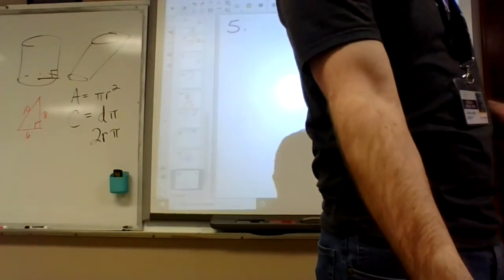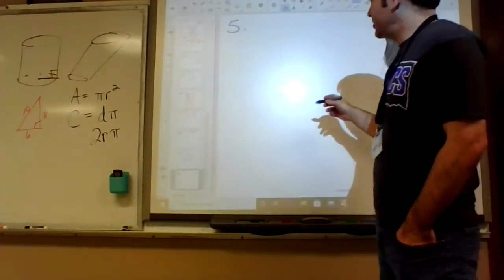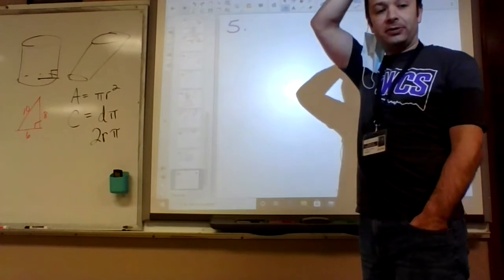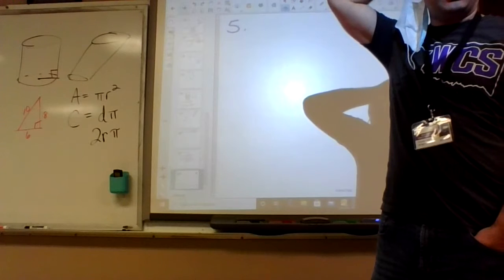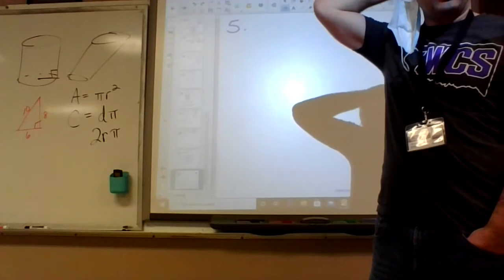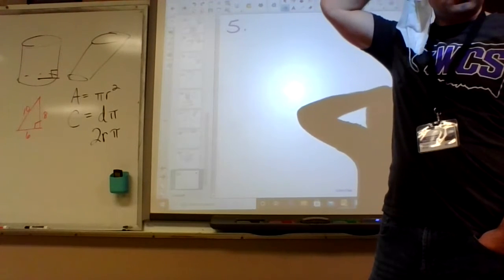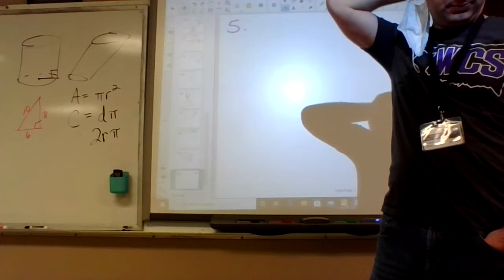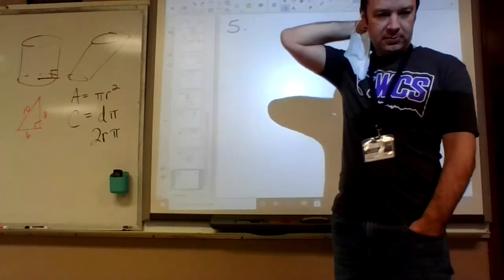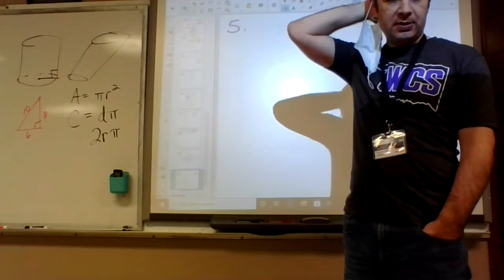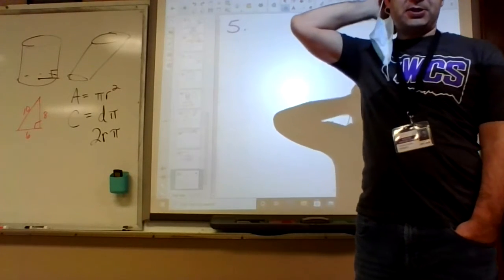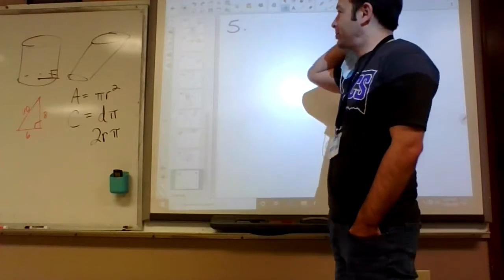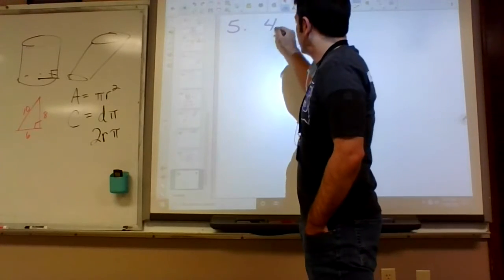Number 5 is a hexagon. Let's start with the lateral surface area. What would the perimeter of the base be on number 5, or how would we find it? It's regular, right? Yes. 8 times 6. So 48 is the perimeter of the base.